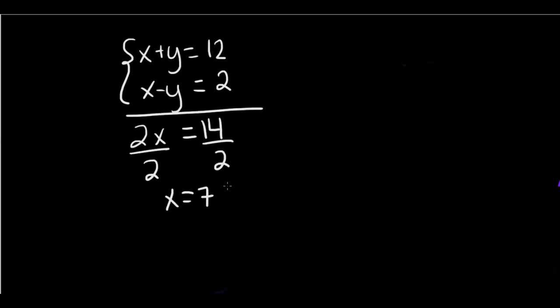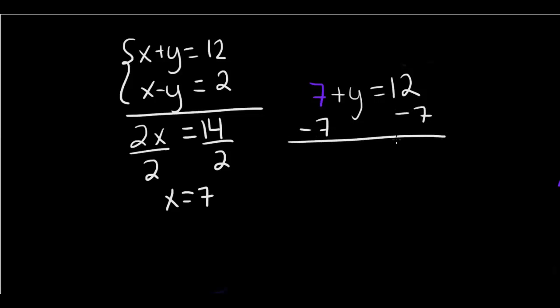Now you are not done yet. You have to go back and substitute x with 7 in either one of the equations. It doesn't matter which one you select, so you can find the value of y. So I'll just select the first one. For the first one, I'm going to have x, which is 7, plus y equals 12. So I'll subtract 7 from both sides. So y equals 5. This means the solution to the system is (7, 5).